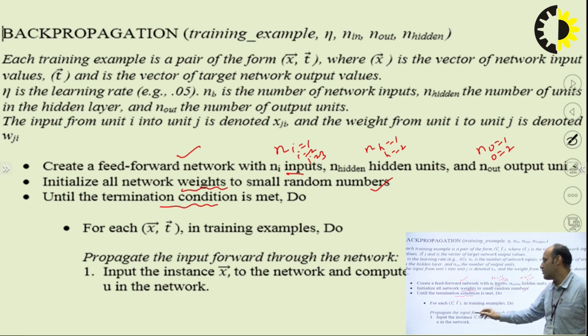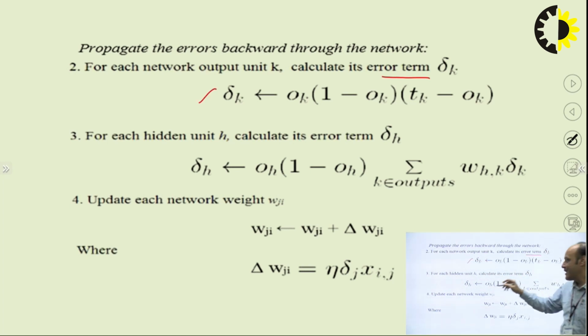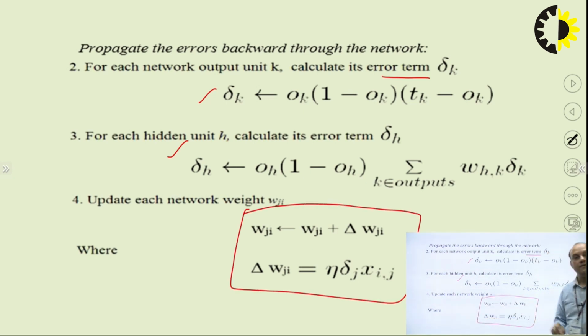What I will do, number one, is propagate the input forward through the network. Next, if there is an error, that is, a difference between my estimated output and the output provided by the algorithm, then I will calculate the error term using this. At the hidden layer, I will calculate the error term using this, and then I will update the weights using this equation. This is the 4-step algorithm that is called the back propagation algorithm.